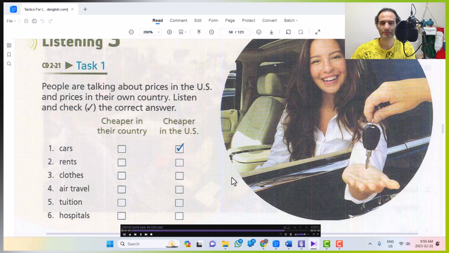And 6. Here in the US, you need to have health insurance because it costs a lot to see a doctor or to enter a hospital. At home, you don't have to pay much to see a doctor or go to a hospital because most of the clinics and hospitals are run by the government.